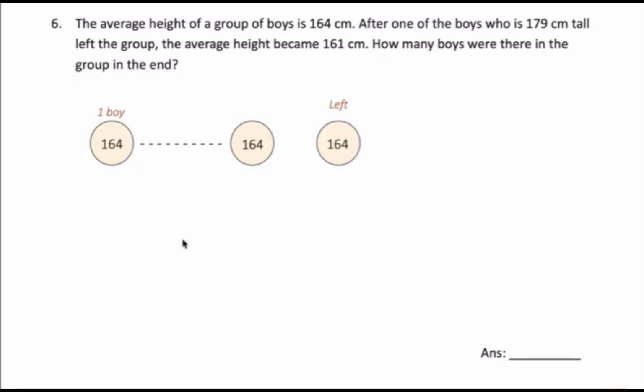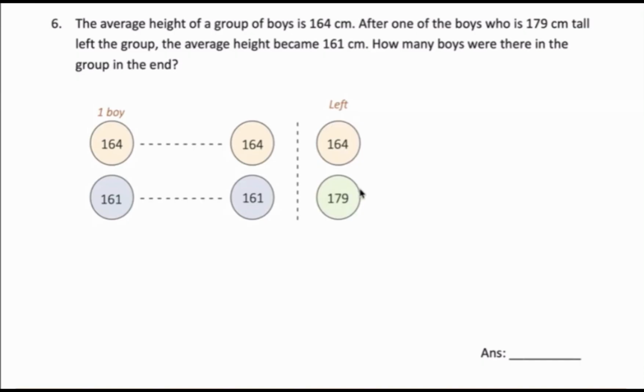Now, after one of the boys of 179 tall left the group, the average height became 161. So the remaining people is this, right? Sorry, don't look at this part first. Don't look at this 179 first. Let me explain this part. So after this boy left, what is remaining? The people remaining is here, right? The remaining people has an average of 161. But that boy who left is here. He has original height 179.